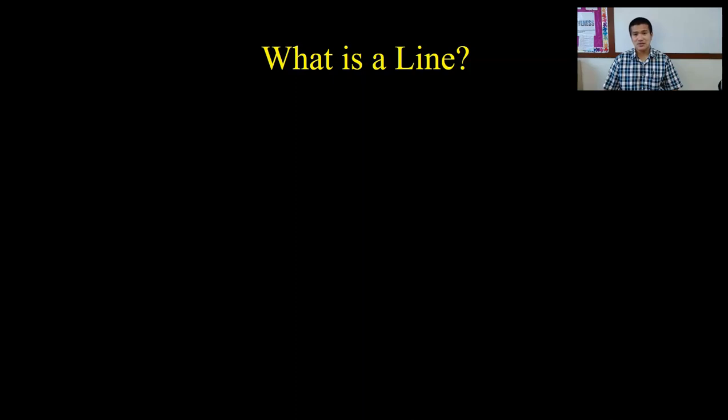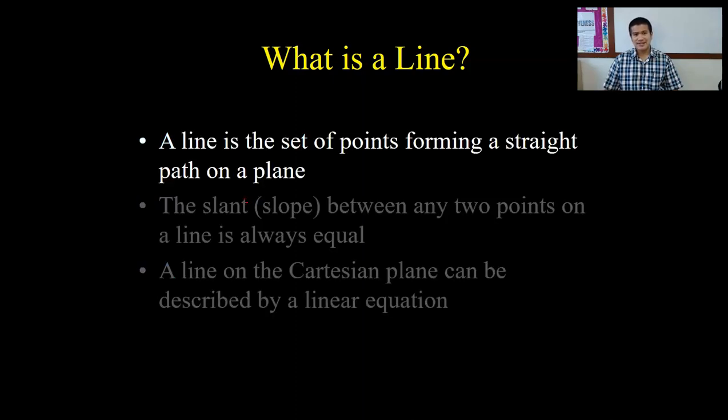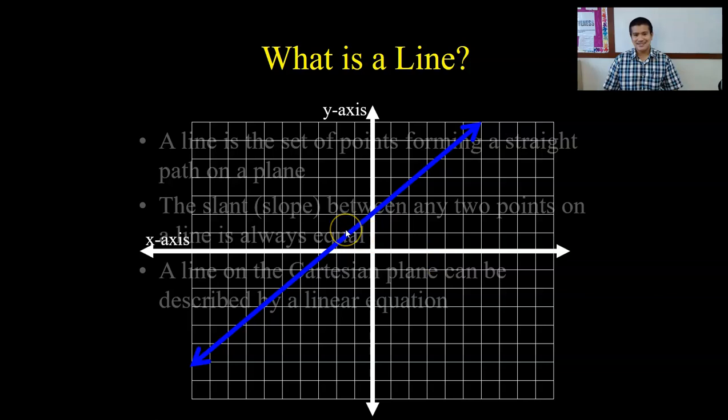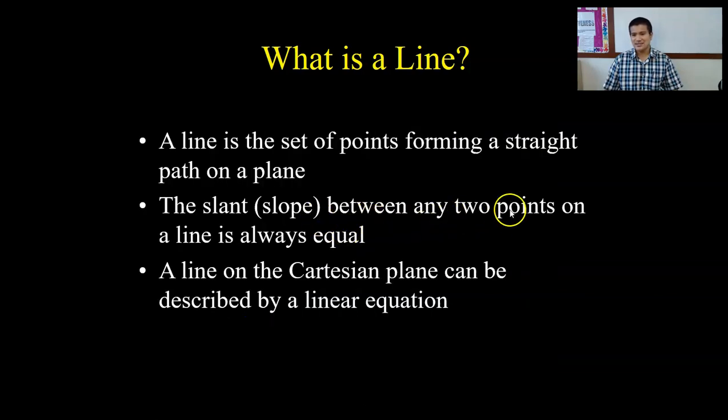Good day everyone. Today we will discuss the slope of the line. But first we will define what a line is. A line is a set of points forming a straight path on a plane. So the slant between any 2 points on the line is always equal.